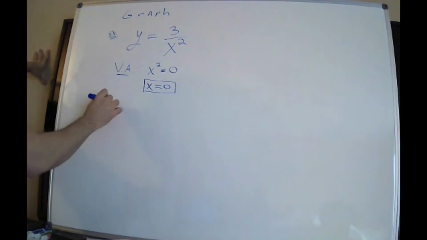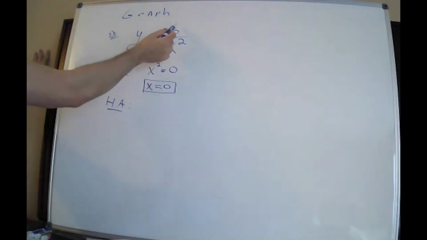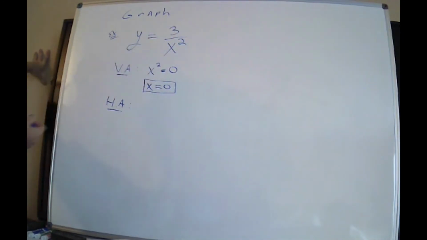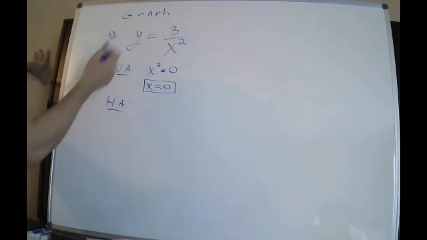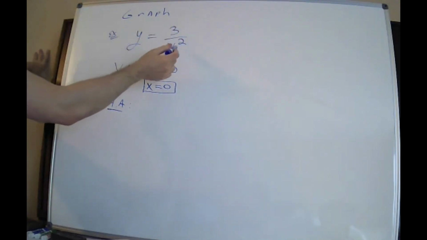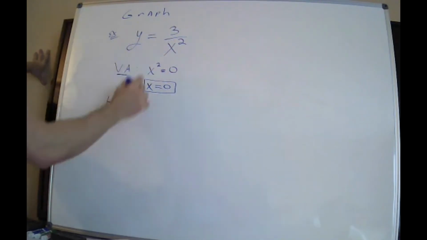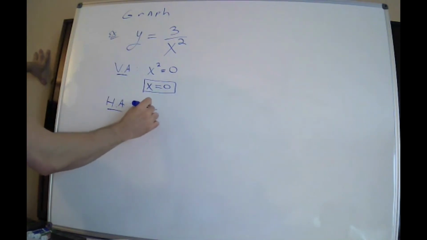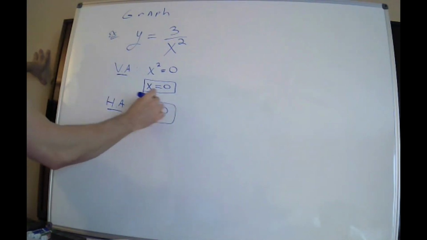Easy peasy. Now, the horizontal asymptote, you compare the highest power of x on top to the power of x on the bottom. There is no x on top. There's x to the 0. So there's nothing to compare. The bottom has a higher power. So when you see that the bottom has a higher power, it's immediately y equals 0.